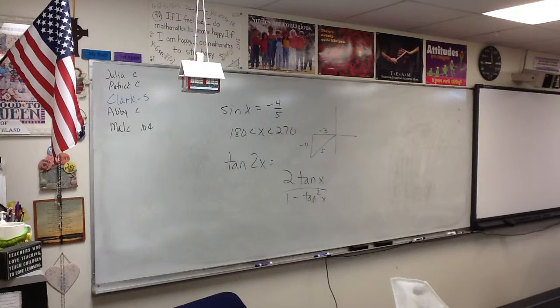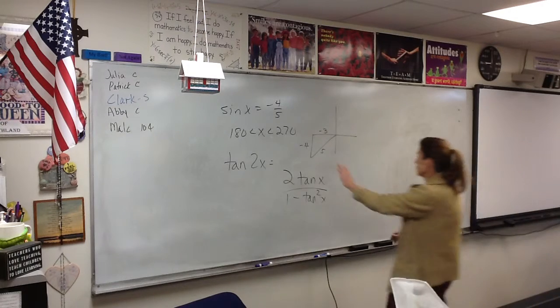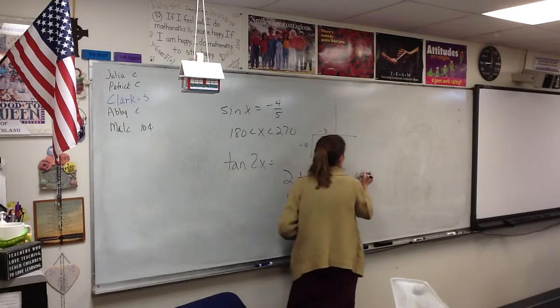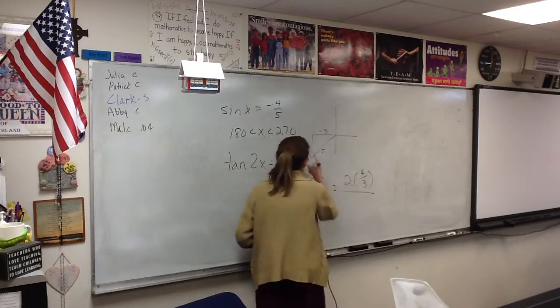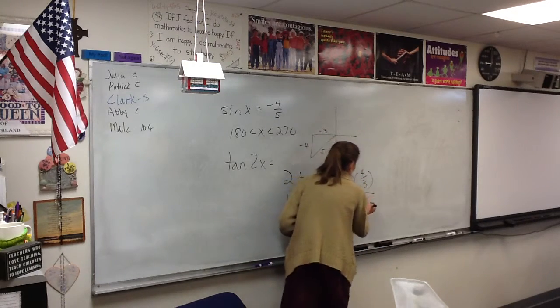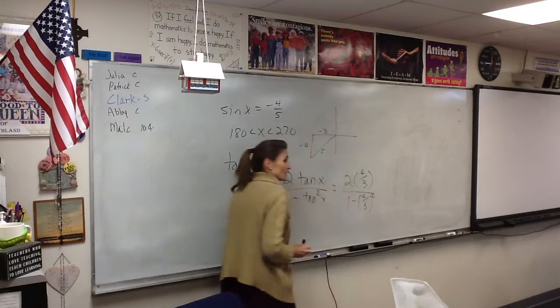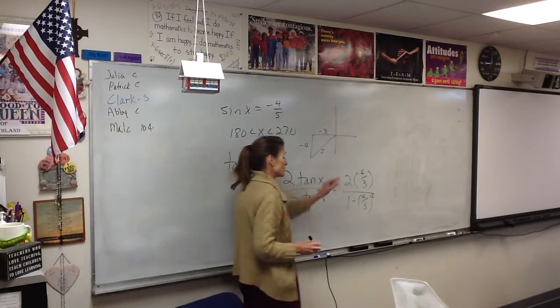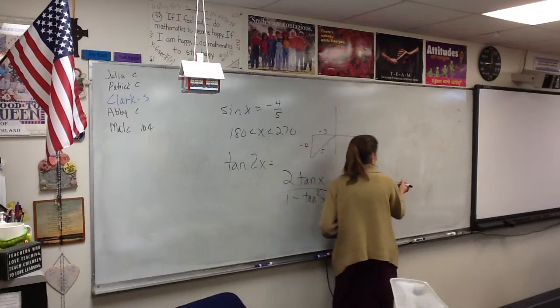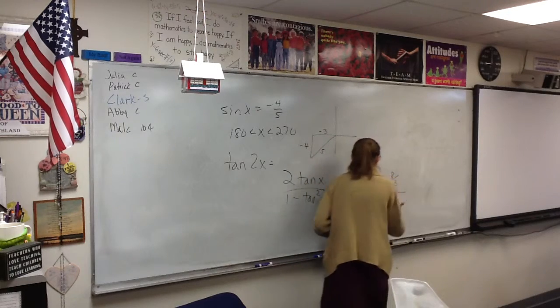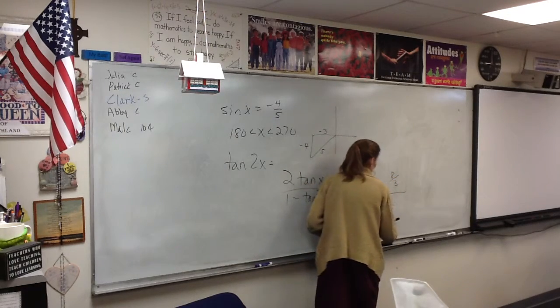So what's the tangent of the angle of the picture? Four thirds. So we have 2 times 4/3 over 1 minus 4/3 squared. What's 2 times 4/3? 8/3. And 1 minus 4/3 squared is?